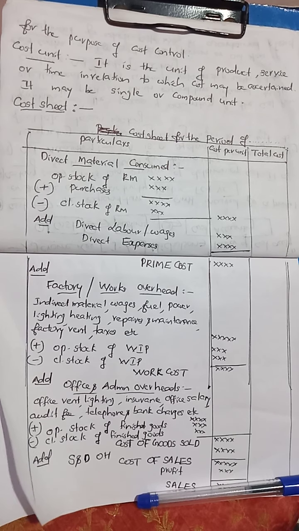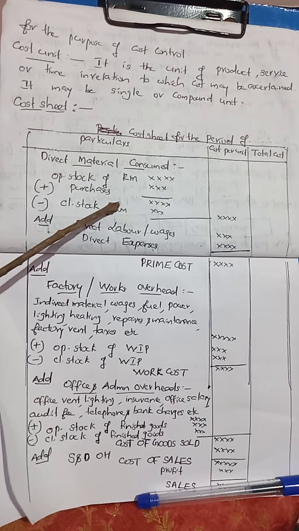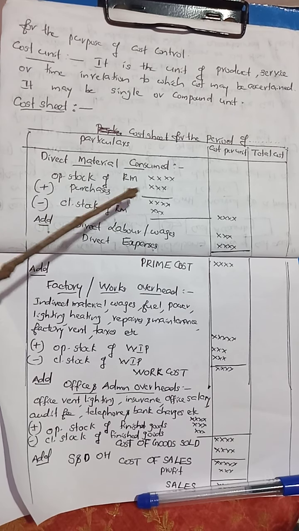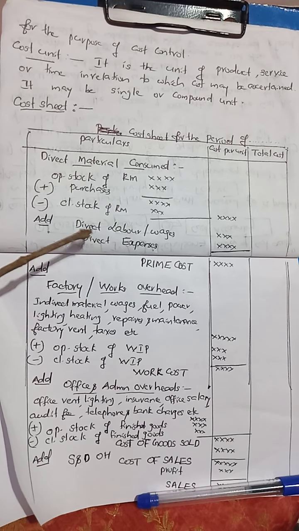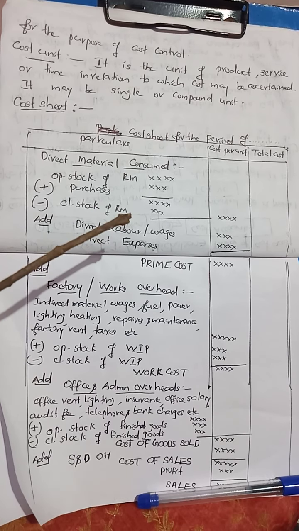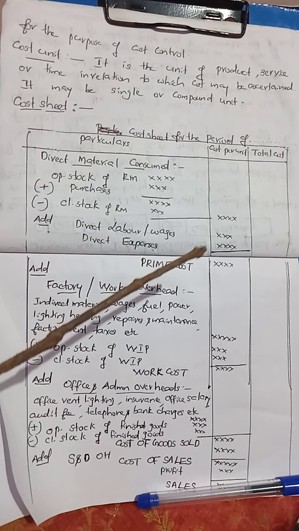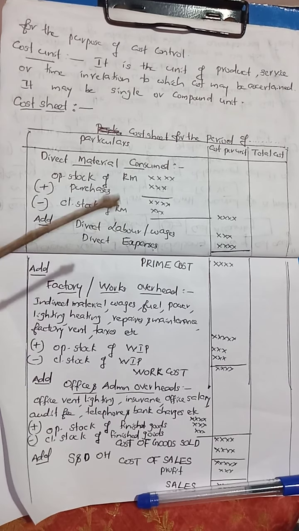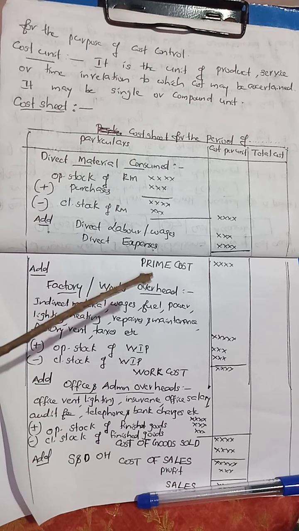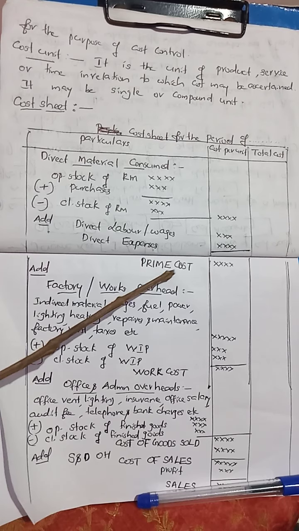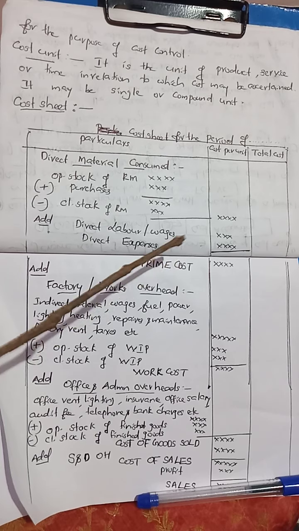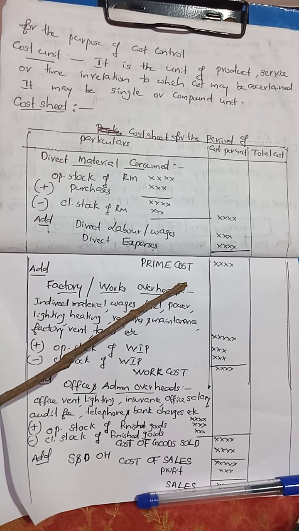Here we are producing 1000 units. So opening stock of raw material is added to the purchases made during the year, and from that amount we deduct the closing stock of raw material in the business. Then we get the direct material consumed. Added along with this are direct labor or direct wages and direct expenses, and all these 3 elements added together give the prime cost. So another important term: prime cost. Prime cost is the sum total of direct material, direct labor, and direct expenses used in a business organization.